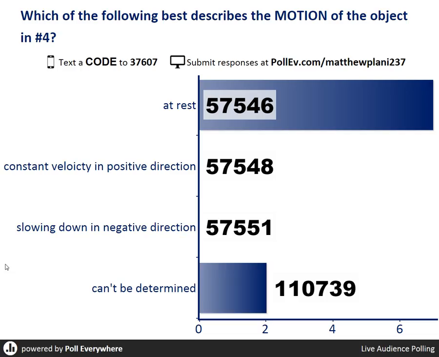I'm going to skip number 7 and go straight to number 10. That's the next one I want to show you.